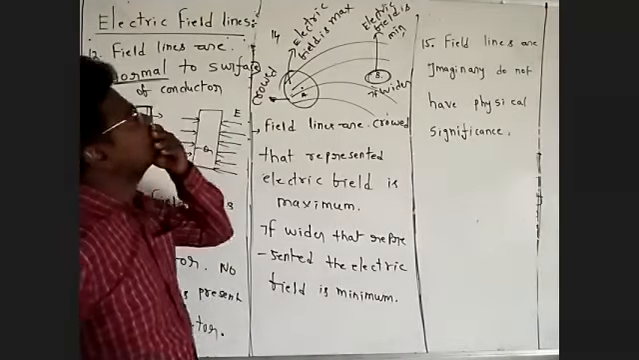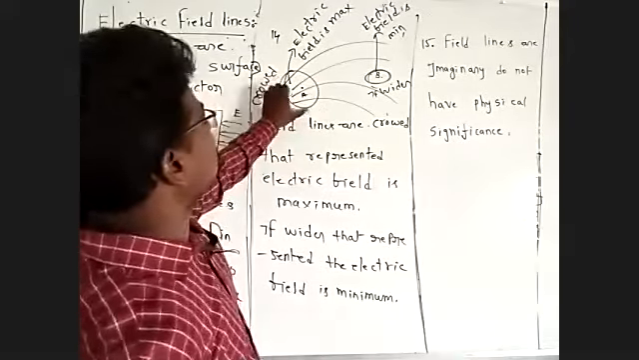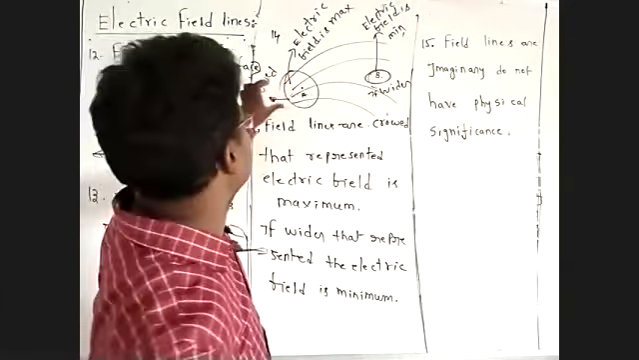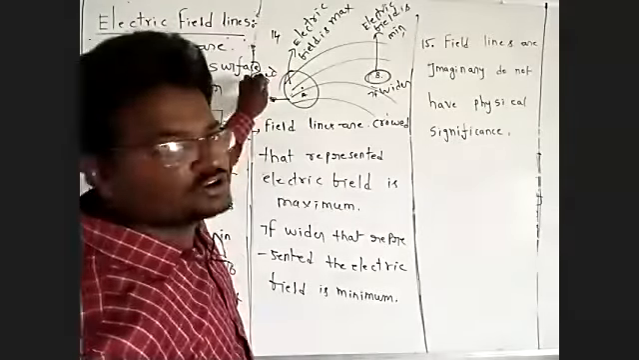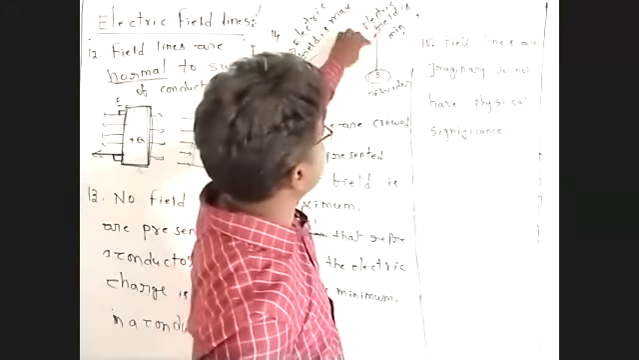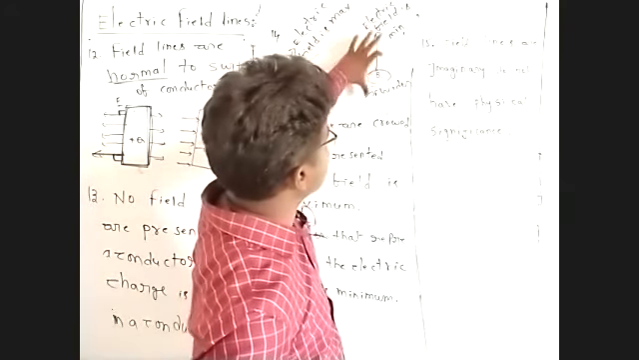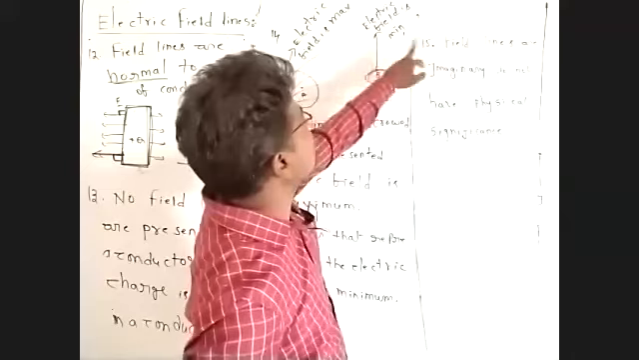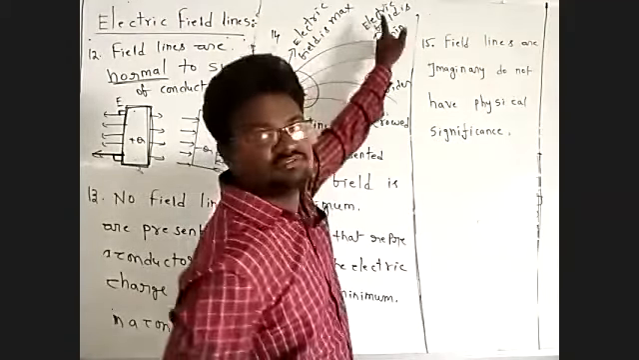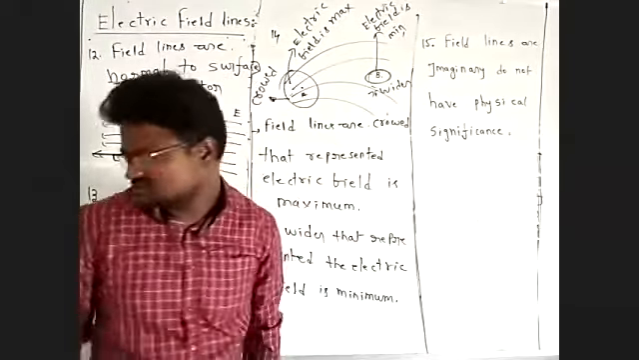This is the electric field. These are lines 1, 2, 3, 4, all very near. Field lines are crowded, so the electric field is maximum. Field lines are wider, the distance between the two lines is more, so the electric field is minimum.